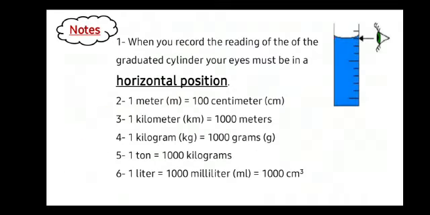After that, when I use a graduated cylinder to know the volume of a liquid, my eyes must be in a horizontal position with the graduated cylinder. Don't look up or down. Not up, not down, in a horizontal position. Repeat after me, horizontal position.